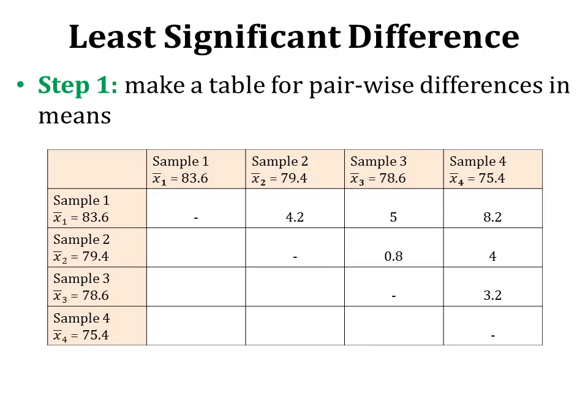Now let's calculate LSD. Step number 1 is to make a table for pairwise differences in means. So this is the table that we have, in which the different cells have the differences between mean pairs: the difference between sample number 1 and sample number 2, between sample 1 and 3, between sample 1 and 4, and then sample 2 and 3, sample 2 and 4, and sample 3 and 4, right?